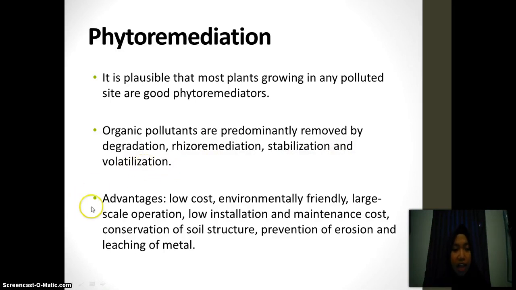And the third is the advantages of phytoremediation. It needs only low cost and is environmentally friendly, with large-scale operation, low installation and maintenance cost, conservation of soil structure, and prevention of erosion and leaking of metal. There are many advantages we can get by doing phytoremediation.